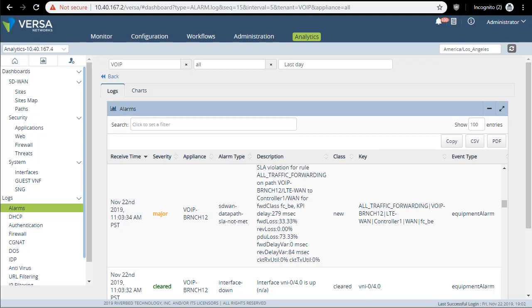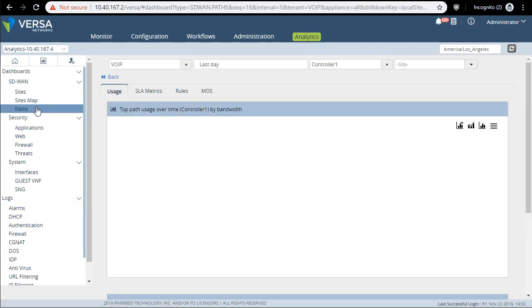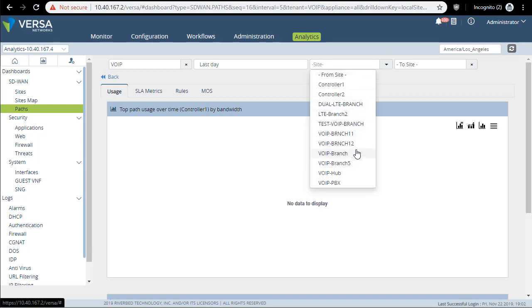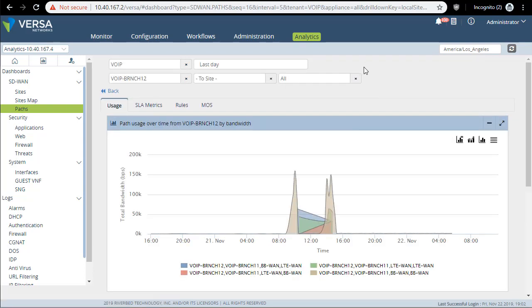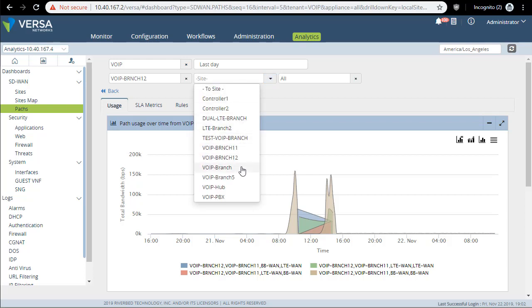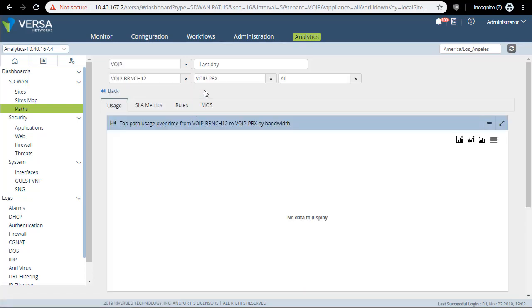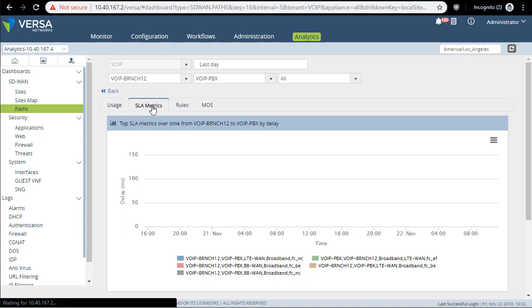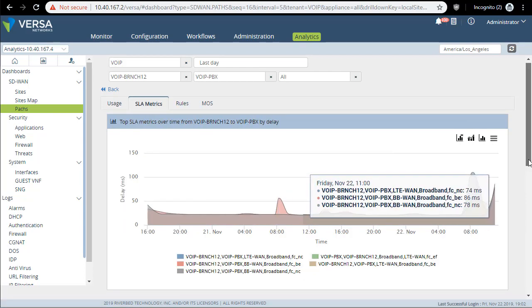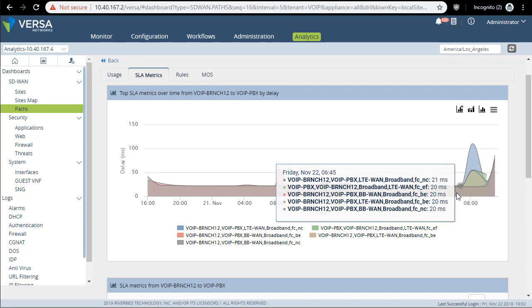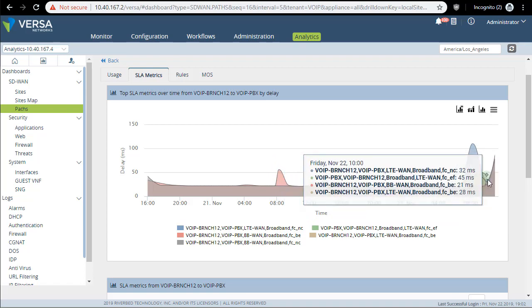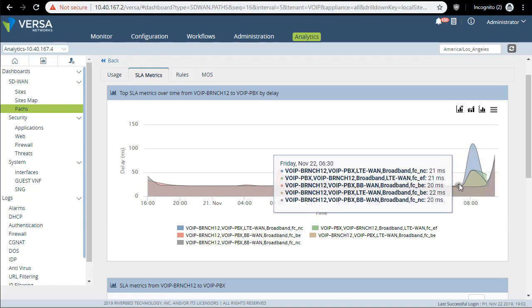Next, we would want to know when exactly this started happening. To do this, we would need to go to the path section. In the path section, we specify that we want to check the reachability from branch 12 toward the branch, let's say, PBX, and see the data for the last day, SLA metrics. SLA metrics show us that recently delay became very big. Actually, right now it's almost 10 o'clock, and it shows that starting approximately 7:30, we started having problems.